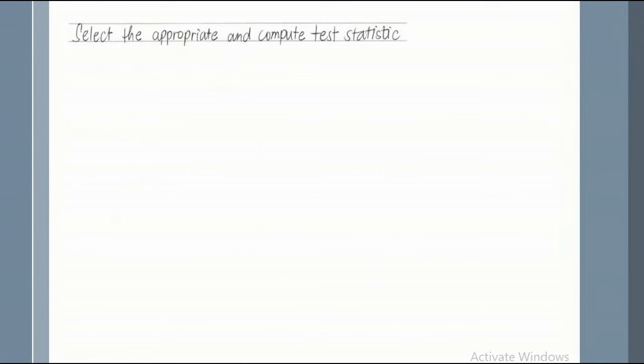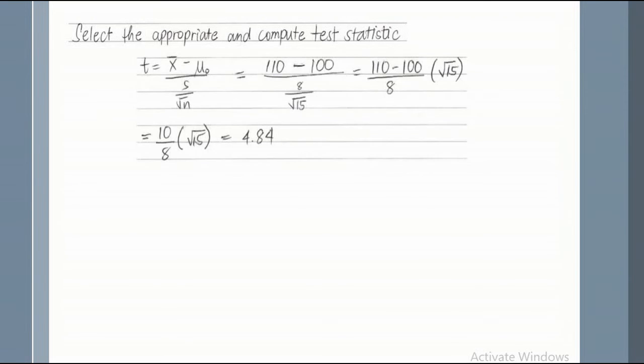Select the appropriate test and compute the t-test statistic. So t is equal to x bar minus mu over s divided by square root of n. So we will use the t-test. That would be equal to 110 minus 100 over s divided by square root of 15, which is equal to 110 minus 100 over 8 divided by square root of 15. That is equal to 10 over 8 multiplied by square root of 15, which is equal to 4.84.